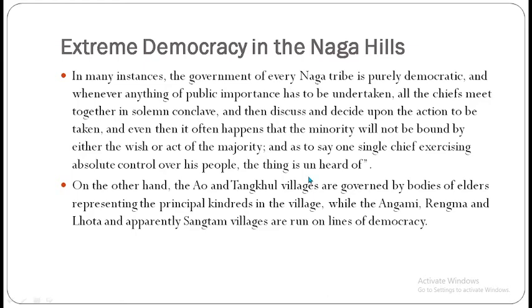According to some experts, in most cases, the Nagas follow some sort of democratic principles in arriving at important decisions. On the other hand, the Aw and Tangku villages are governed by bodies of elders representing the principal kindreds in the village, while the Angami, Rengma, Lhota, and apparently Sangtam villages are run on lines of democracy. This means that among the many tribes of the Nagas, some of the tribes are governed by chiefship, some by elected or selected headmen, but some are also ruled by democratic principles.